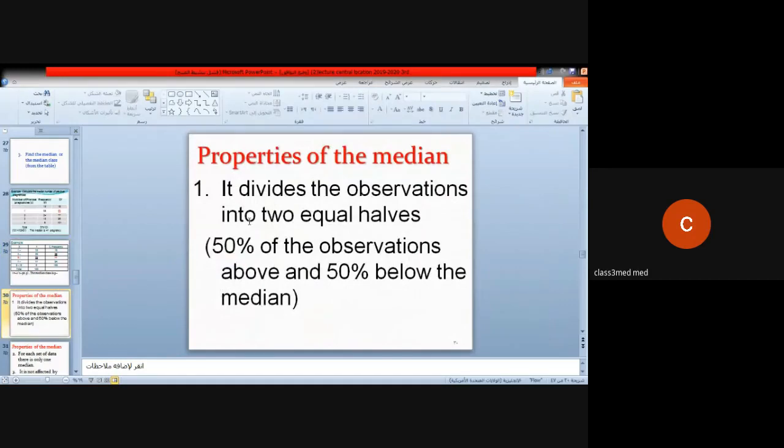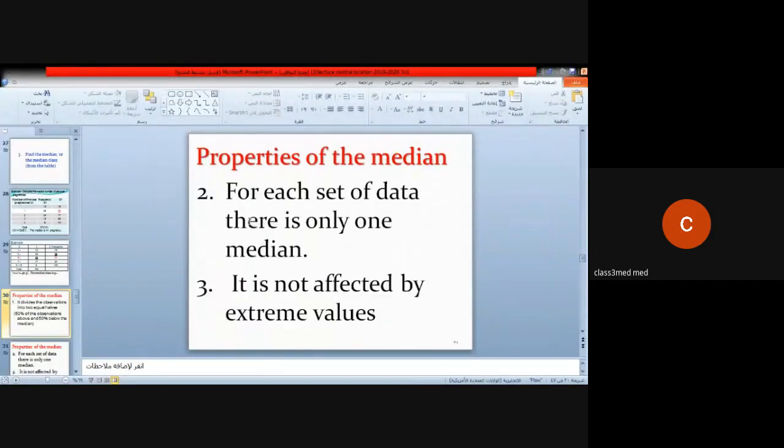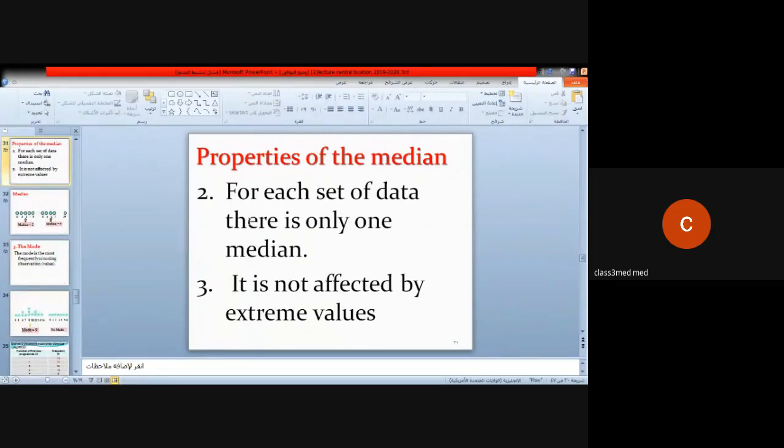Now, what are the properties of the median? The median, as I've mentioned in its definition, divides the observations into two equal halves: 50% of the observations above and 50% below the median. The second feature, which is similar to that of the mean: for each set of data, there is only one median. So for any data set, we have one mean and one median. And what is important about the median, it is not affected by extreme values. It is different from the mean. That's why when we have extreme values, we usually select the median as a measure of central location.